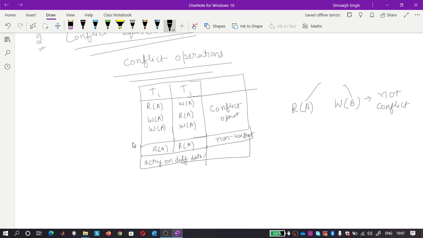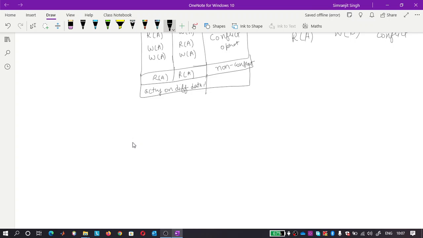If transactions are working on different data items, there can never be a conflict. Okay. Now, going back to the conflict equivalent definition here. So there are two schedules, S1 and S2. Again, the same particular definition here.